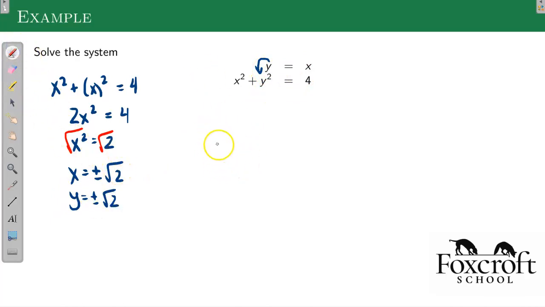So my answers are: if x is the square root of 2, y is the square root of 2. If x is the negative square root of 2, y is the negative square root of 2. All right, not the most difficult problem in the world, but again, you're just using your strategy of plugging the y in, squaring it, and moving on.